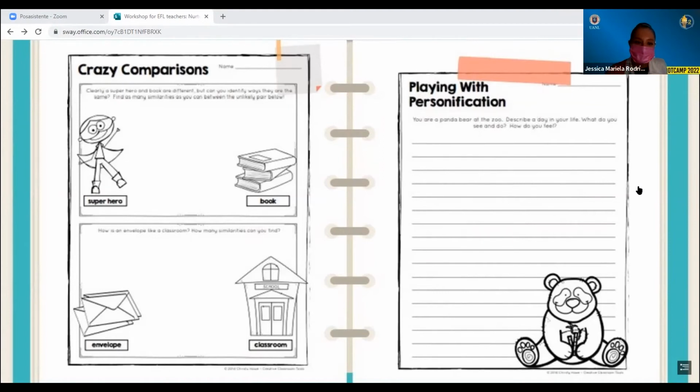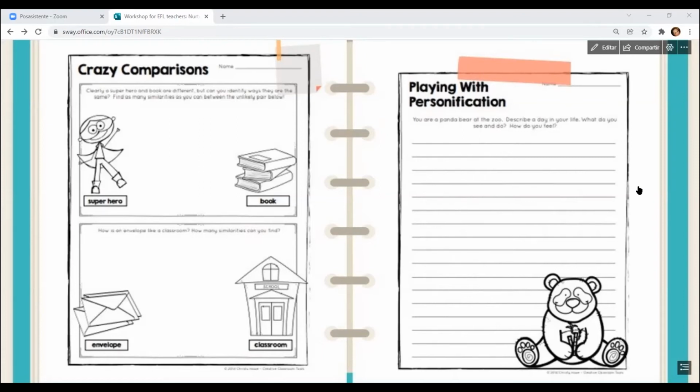What about the other worksheet about crazy comparisons? Do we have a volunteer? Yes, I would like to participate. Mayra, come on, Mayra. Well, in the crazy comparisons, I couldn't think of a lot of similarities because it's kind of difficult.